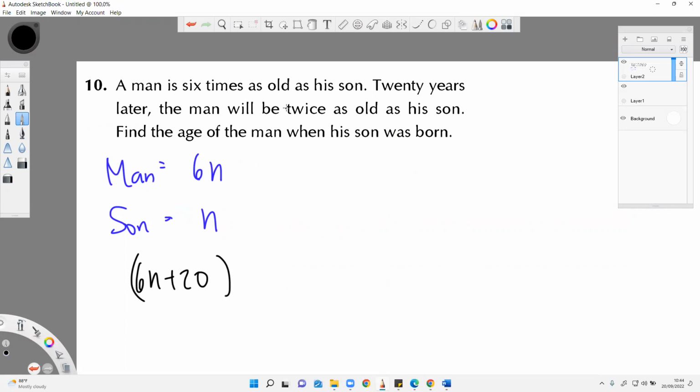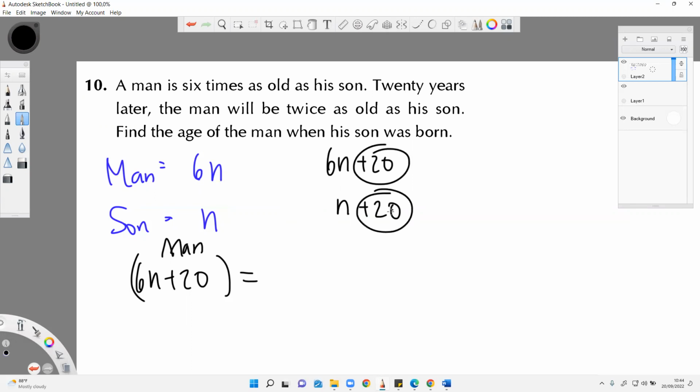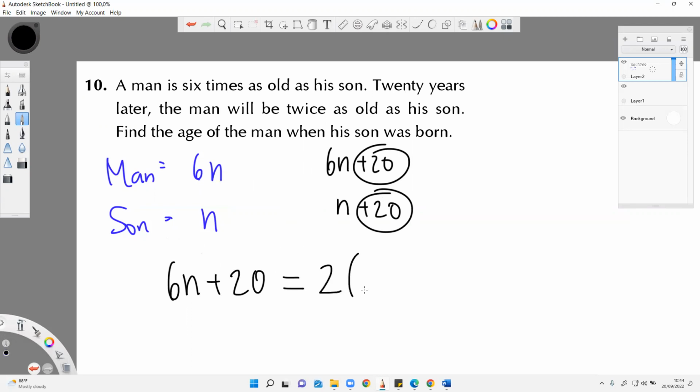The man will be twice as old as his son. The man, this is the man, right? Man is 6N plus 20, is twice as his son. What is his son? N plus 20, get it? And 20 years to go, 20 years later. So the man's age is twice his son's age. But we have to understand that the man's age is 6N plus 20, and the son's age is N plus 20 also. So 6N plus 20 equals twice of the son, right?